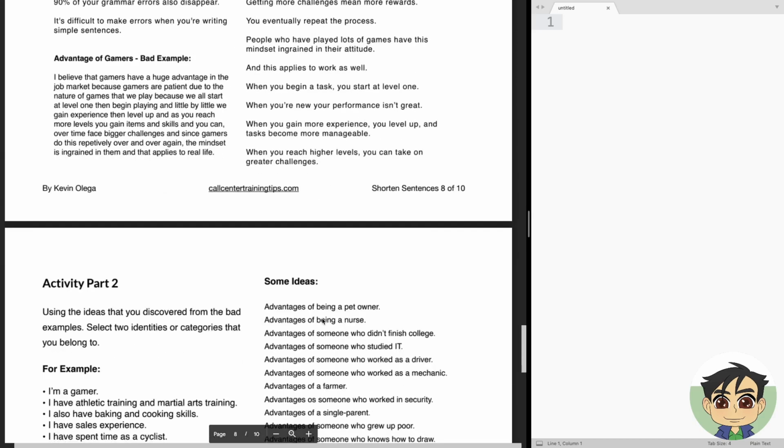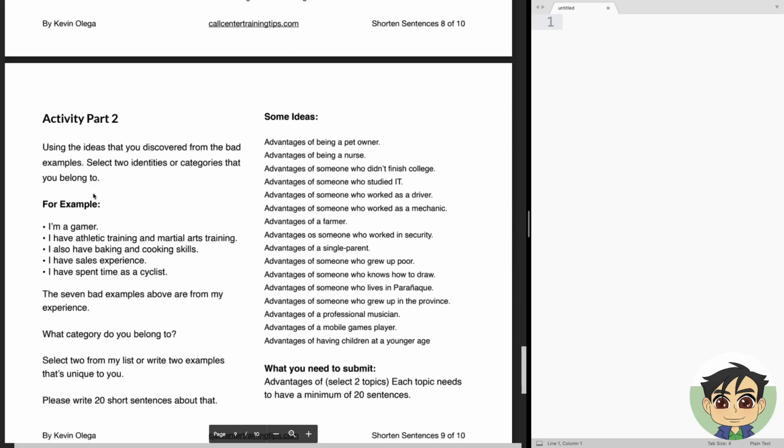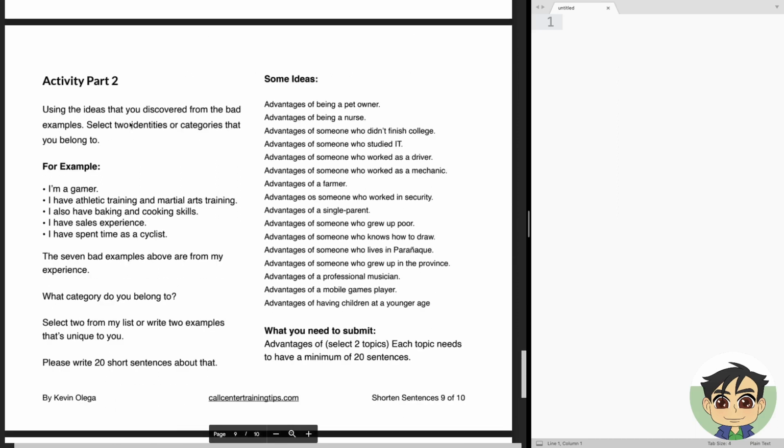And then part two, using the ideas that you discovered from the bad examples, select two identities or categories that you belong to. For example, I'm a gamer. I have athletic training and martial arts training. I have baking. So these are examples. The examples that I've written above are examples of people that I belong to.